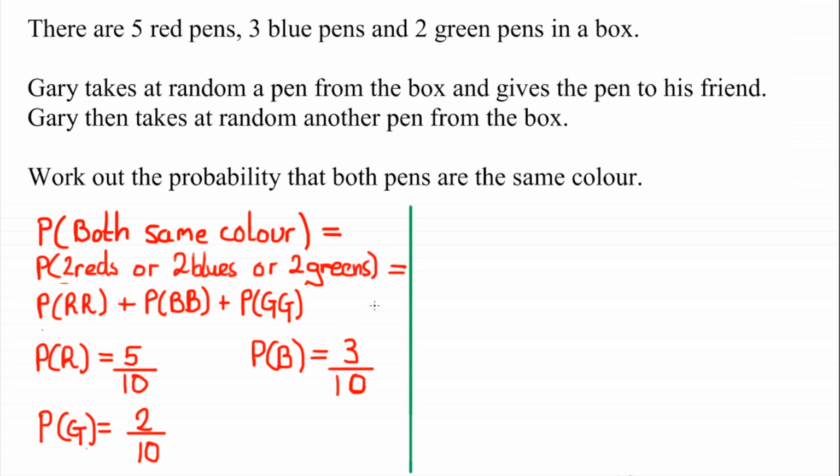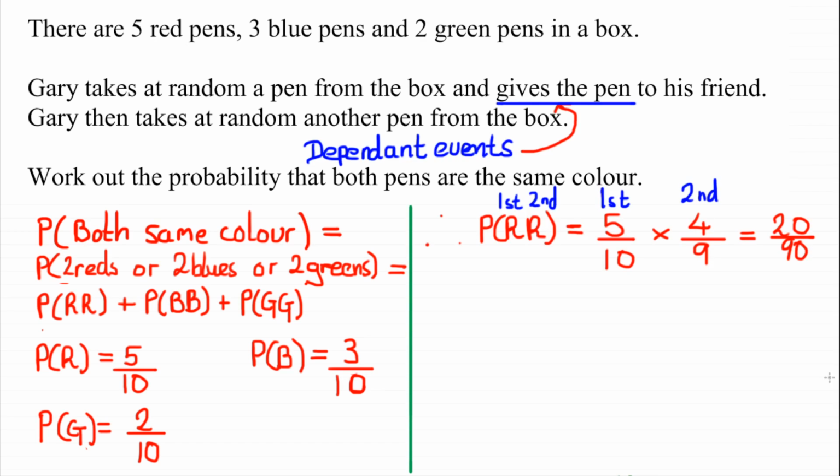However, we need to be careful, because in this question, we're told that Gary takes a pen at random from the box and then gives it to his friend. Because he's taken the pen out of the box without replacement, the sample space changes, meaning that the probability will change. As he's taken one red pen from the box, there's going to be 4, so in total there's going to be 1 less pen. That's exactly why the numerator and denominator decrease by 1.